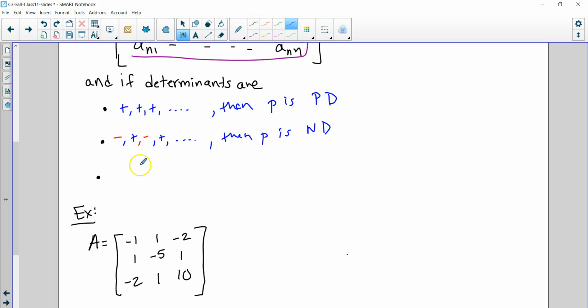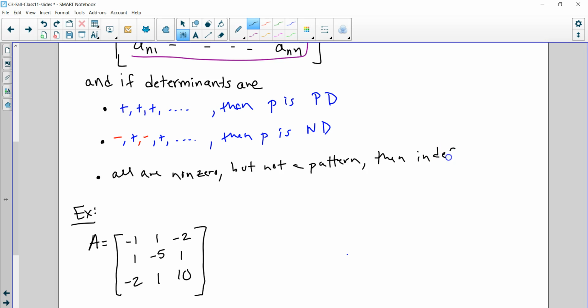If all are non-zero but not following a pattern, then we call it indefinite. If we do get some zeros in there, then we can't say anything. Sylvester's theorem doesn't give us any conclusion.